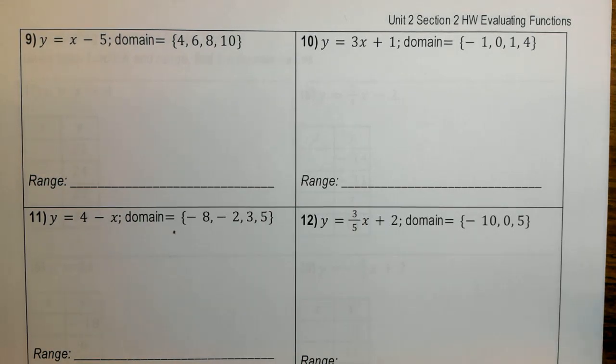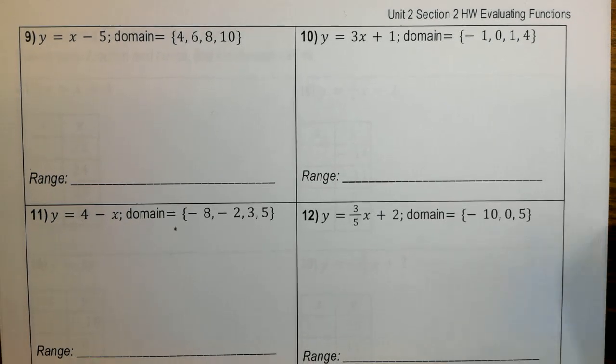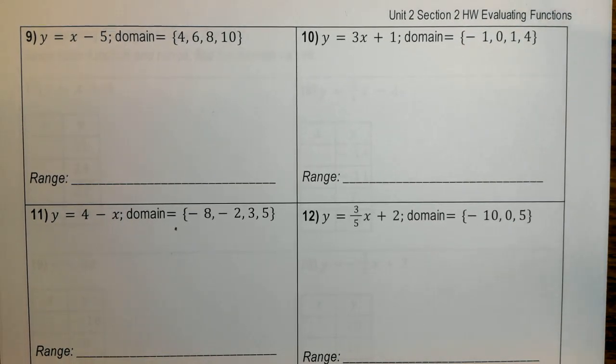Alright, this is Unit 2, Section 2 homework, evaluating functions, and this is the second page, 9 through 16. So we're doing the same as the first page. We are given a function in the domain, which remember domain is x, and we're trying to find the range, which is y. So on the front page we had a table. It was real nice and neat, looked easy to do, right?